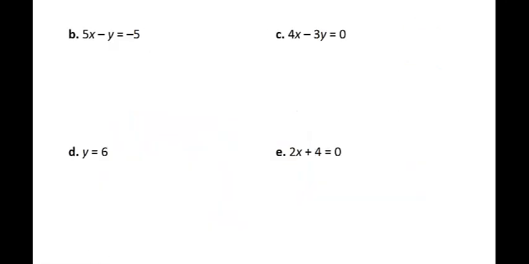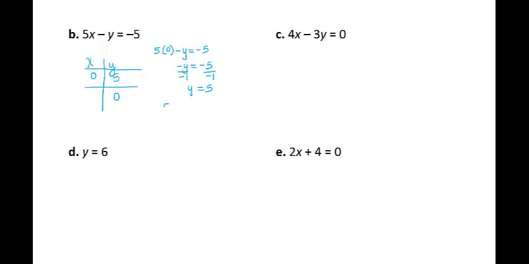Part B is 5x minus y equals negative 5. I'm going to make a chart on this page to show you what I typically do. To find the intercepts, we let x equal 0, solve for y, let y equal 0, solve for x. If x is equal to 0, we get 5 times 0 minus y equals negative 5. 5 times 0 is 0, so that's negative y equals negative 5. Be careful to bring down the negative in front of the y. Now we divide by negative 1, so y equals 5.